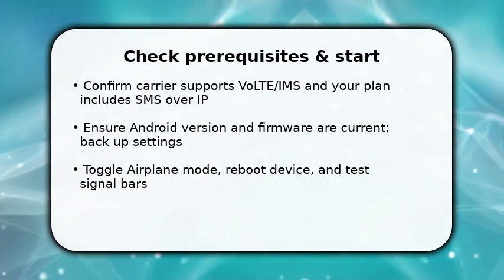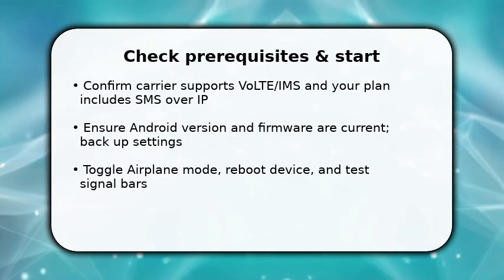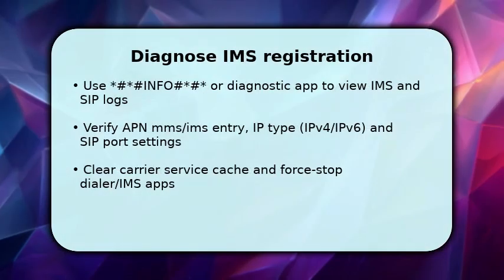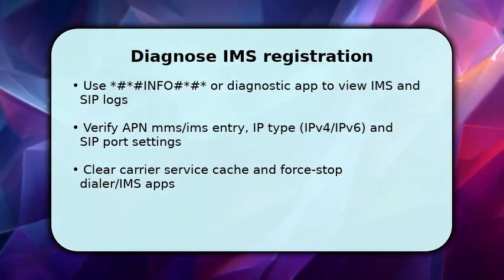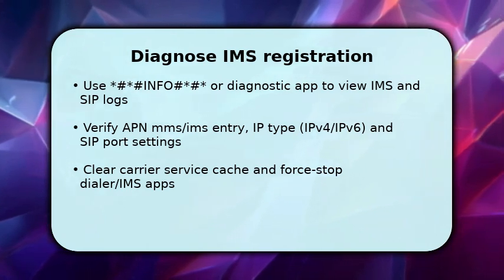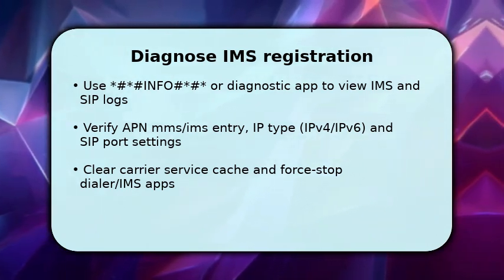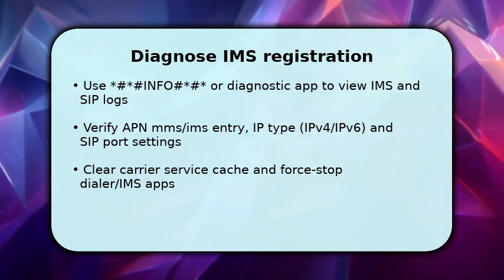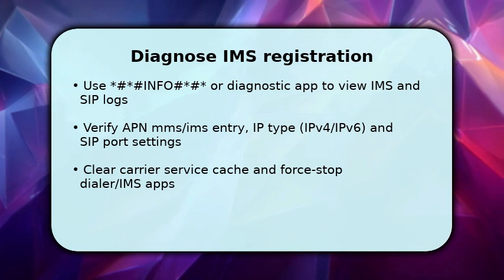Now you diagnose why IMS fails to register. You open diagnostics or use the hidden code to inspect IMS, SIP, and RCS logs. Look for 401, 403, or timeout errors. Next, confirm APN entries for IMS. Correct MMSC, proxy, and IP type. IPv4 versus IPv6 mismatches often break registration.